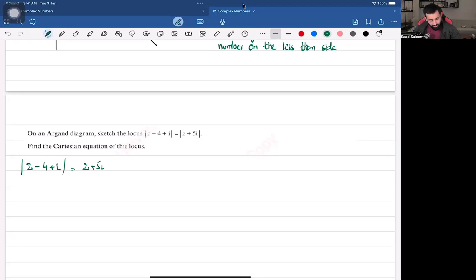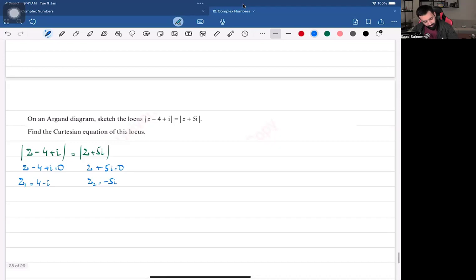So use this trick in order to find out 1 point from where the perpendicular bisector will be drawn. Just equate this to 0 and see what happens. If you equate this to 0, you basically get z1, so z1 is equal to 4 minus i. Now do the same over here. z plus 5i equals 0, so you get z2, which is equal to minus 5i. So that means we will make a perpendicular bisector of these 2 points. What 2 points? Let's see. One point will be minus 5i, that means it's going to be somewhere over here.